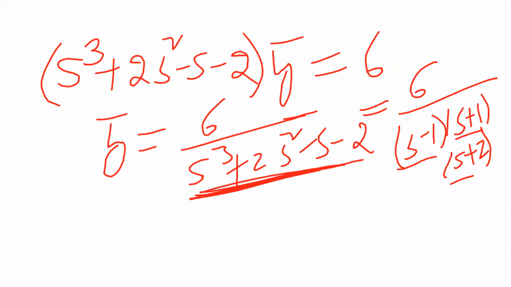It is clearly a proper fraction. It can be separated easily as A by s minus 1 plus B by s plus 1 plus C by s plus 2. By using the partial fraction method, we find the A, B, C values. Last class I explained how to find the A, B, C values using partial fractions. We get A value 6 by 6, which is 1, so 1 by s minus 1, and the second value B is 6 by minus 2, which equals minus 3, by s plus 1.